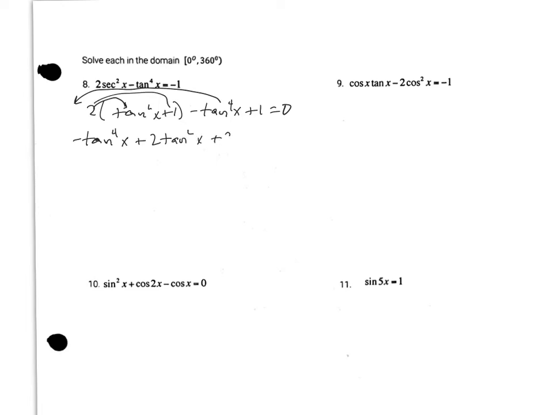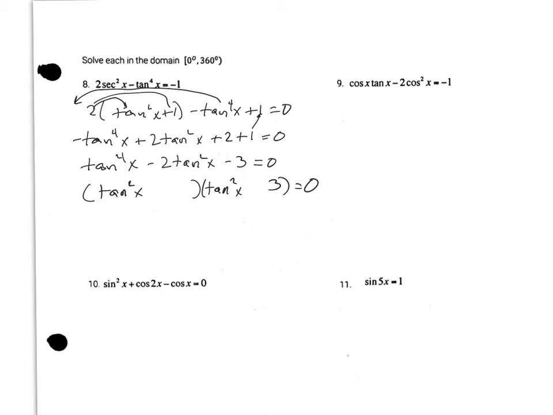plus 2 plus that 1, that's from right there. Now we're going to have to go through and change all the signs. So tangent to the 4th minus 2 tangent squared minus 3. And now we factor. Tangent squared and tangent squared. The only way to get 3 is 3 and 1. And the 3 has to be negative and the 1 positive.